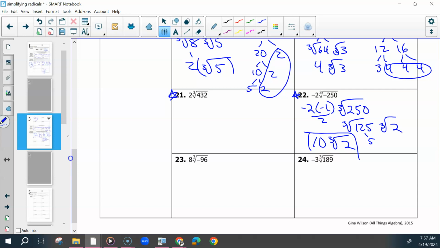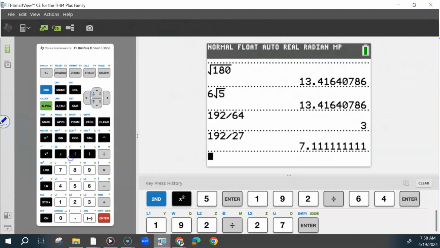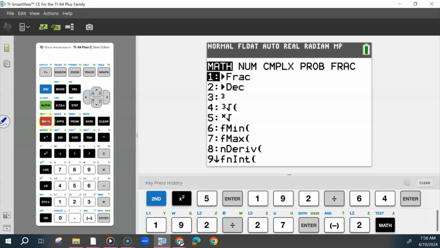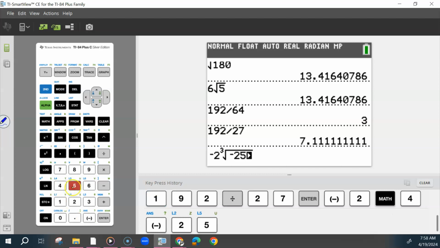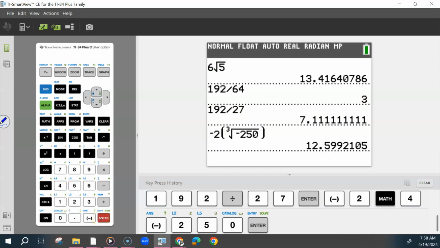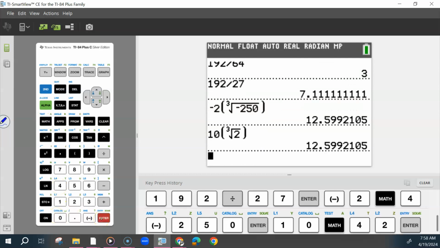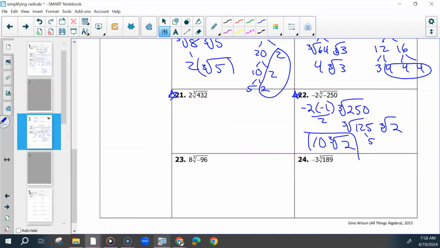Just like your square roots, you can check this in the calculator. So I'm going to put in the original and put in the last. In your calculator, if you go into math, number 4, that's your cube root. And then, what do we say, 10 times the cube root of 2? We did that right. Good job. Any others on this page you want to go over or have questions on?